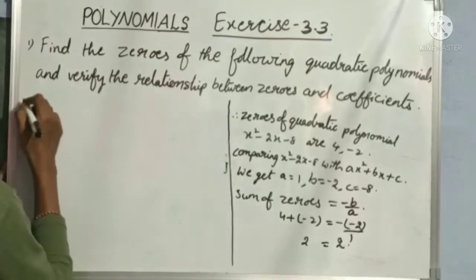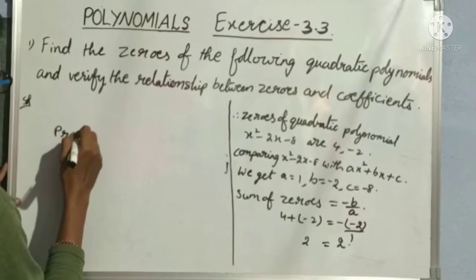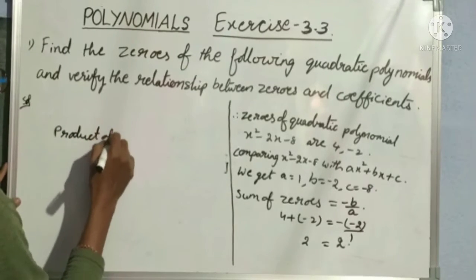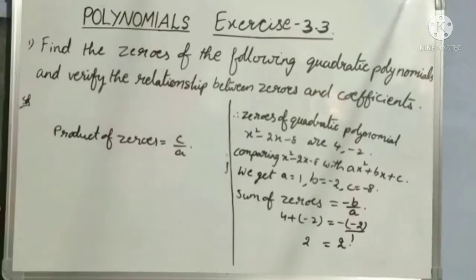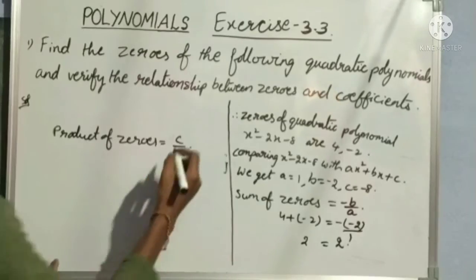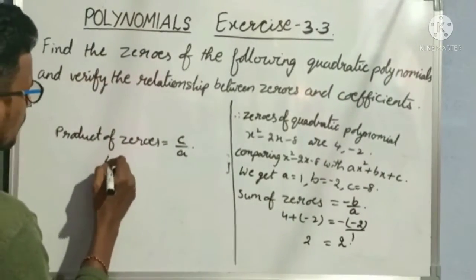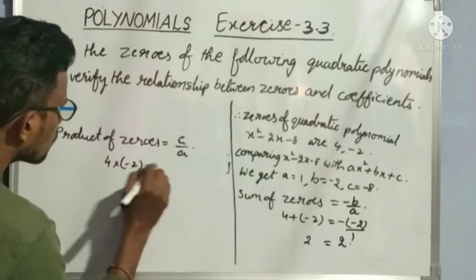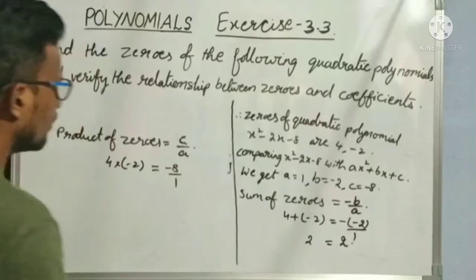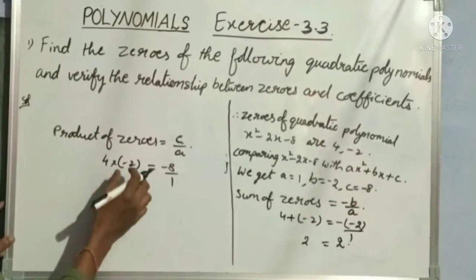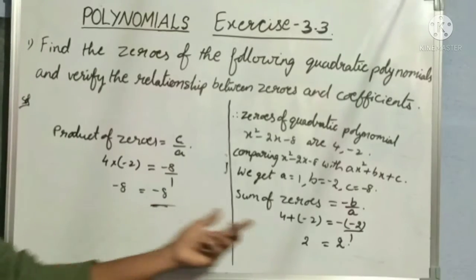So product of zeros is equal to C by A. Yes. So now product of zeros means product of 4 and minus 2. Product means multiplication. So 4 into minus 2 is equal to, C is what here? Minus 8. So minus 8 by 1. Okay. So 4 into minus 2 is minus 8, which is equal to minus 8. So product of zeros is also satisfied now.